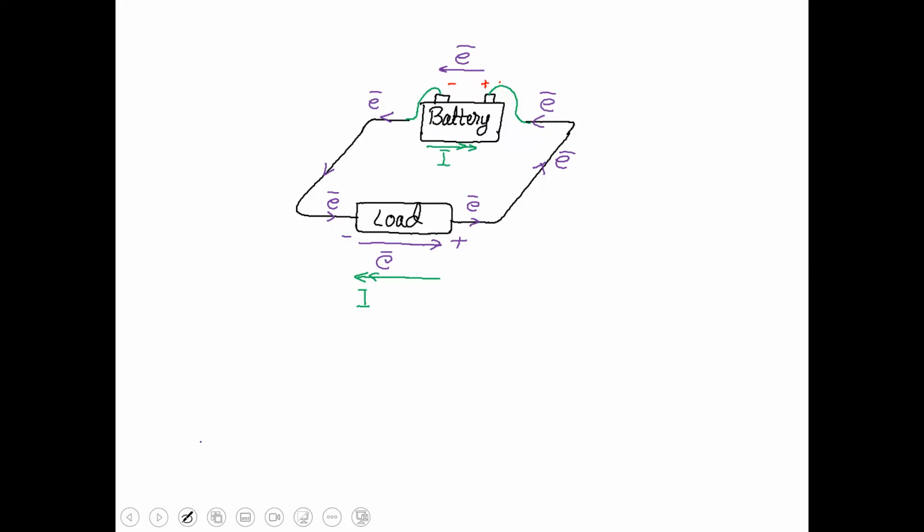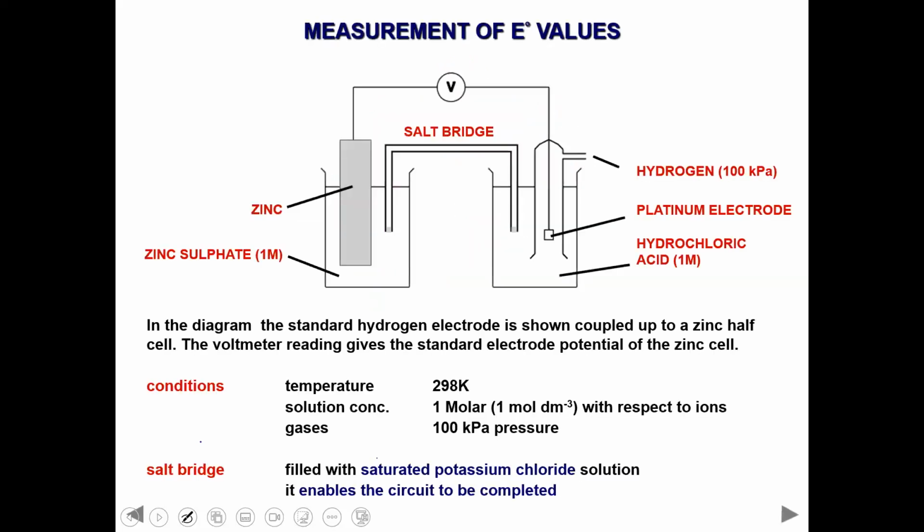When we show the movement of electrons, it's a physics concept. When we show the movement of electrons, the direction of current is opposite. It's a convention. The direction of current is opposite to the direction of electrons. Now you have to write under it after copying this one.